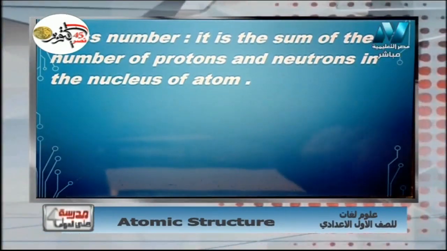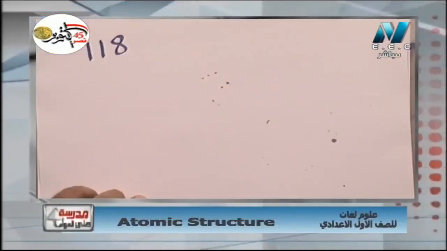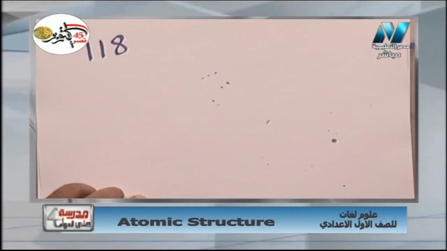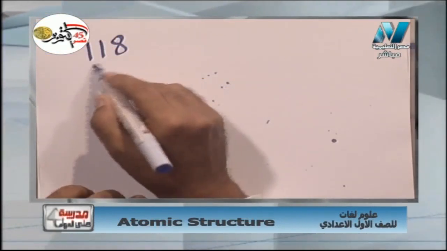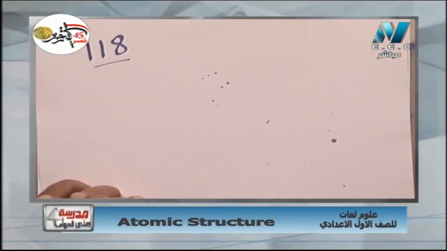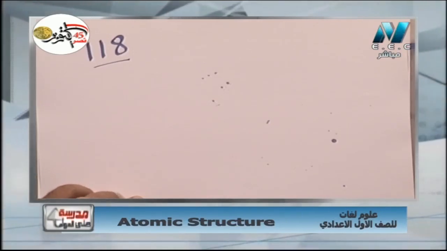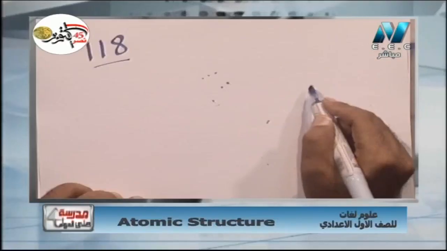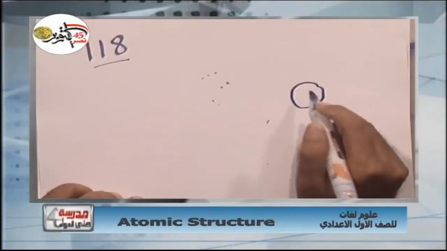But now, why are the elements different? Each one is different from the other one. We have 118 elements, the known number of elements, as we studied before in primary 4. What's the difference between them? Why is oxygen oxygen and not nitrogen? Why is iron iron and not gold? What's the difference? The difference is just in the number of protons.